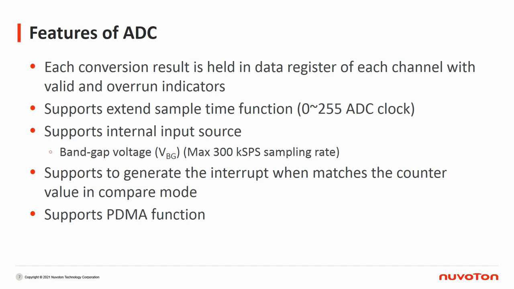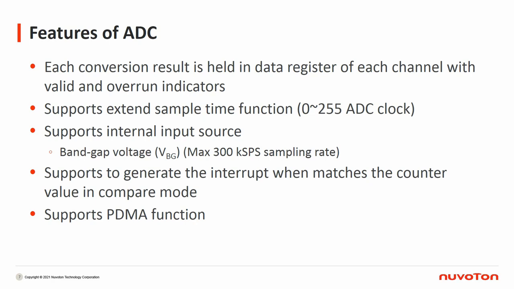Furthermore, our ADC has below features. For each channel, each conversion result will be stored in a data register. For example, if there are 16 channels, there will be 16 data registers for storing each conversion result. ADC supports extend sample time function. We can set it to have extend sample time from 0 to 255 ADC clock.